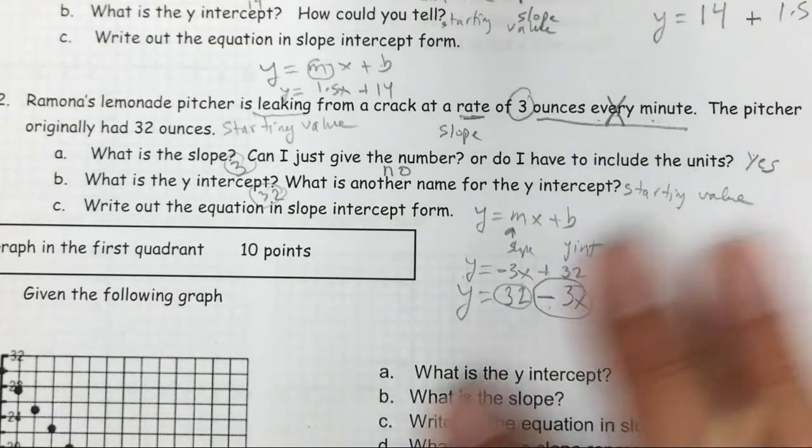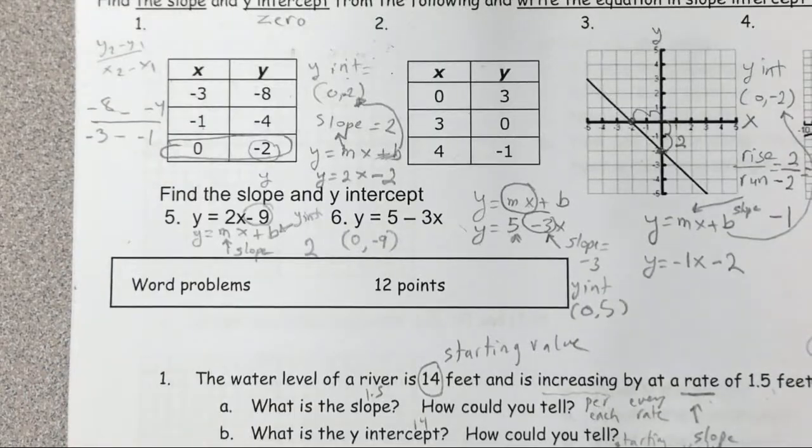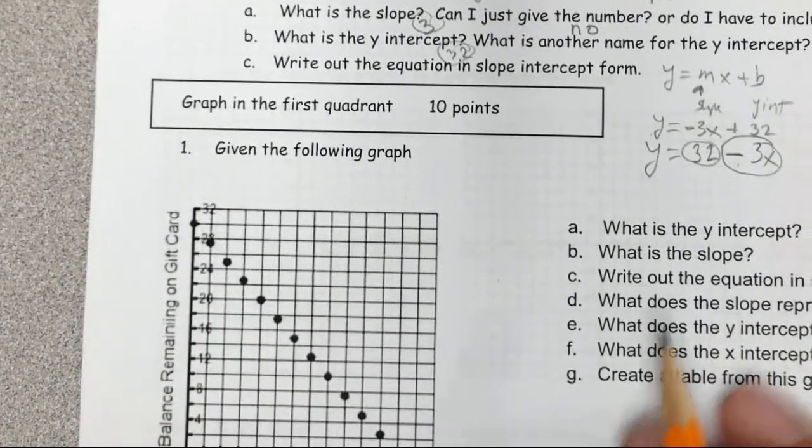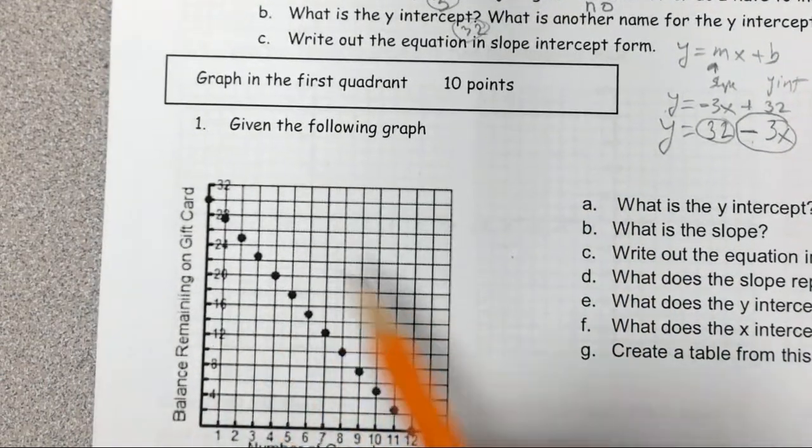Again, take a minute right now, write down the answers after everything's done. I keep repeating that because that's extremely important. So far we have 14 points and 12 points. That's 26. Now we're going to get 10. There's 10 points in being able to read a graph in the first quadrant.